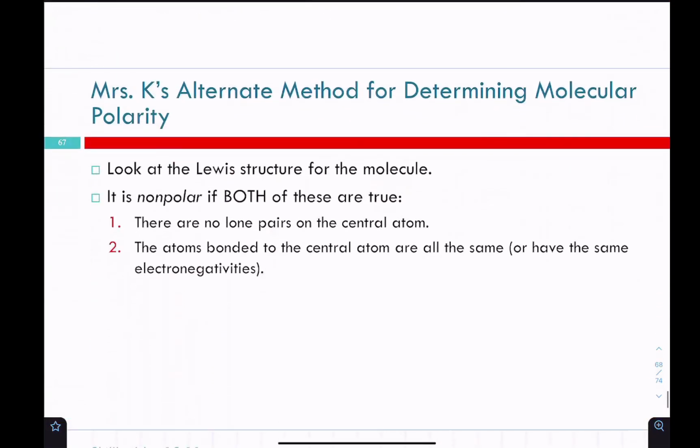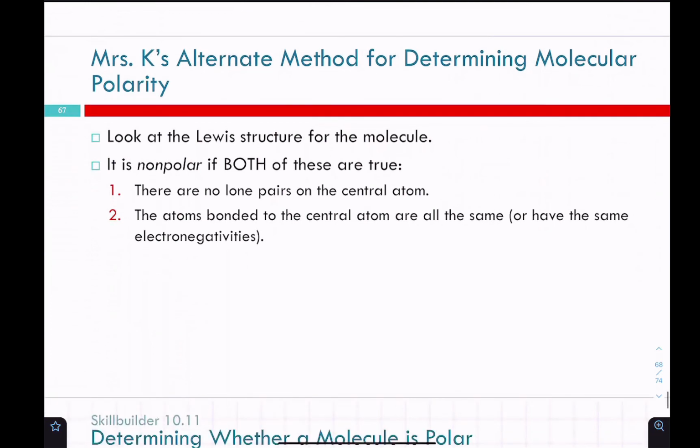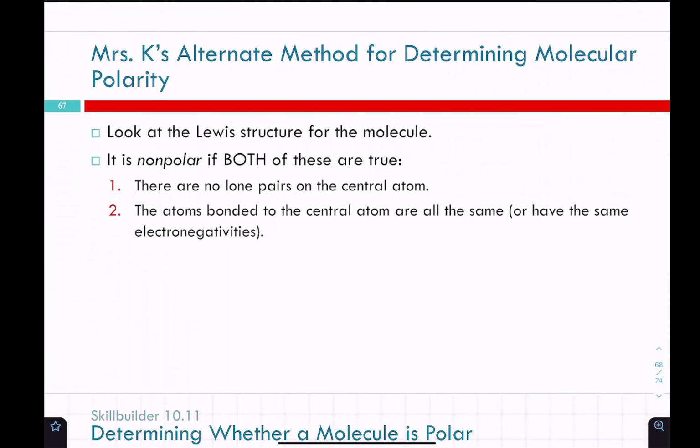So again, Mrs. K's alternate method for determining polarity, much easier. You do still need a Lewis structure. You draw your Lewis structure, and then you check for two things. And if both of these things are true, then it will be nonpolar. So there are no lone pairs on the central atom. If that's true, that's one of the things. If the atoms bound to the central atom are all the same, have the same electronegativity, then it's nonpolar.